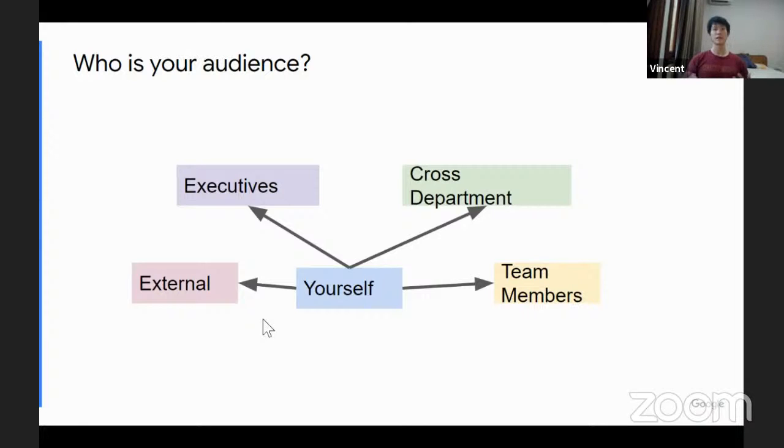And so the kind of information that you can deliver to the external team will be very different from the information that you can deliver in your internal team, right? So you need to answer this first, right? Who are your audiences?